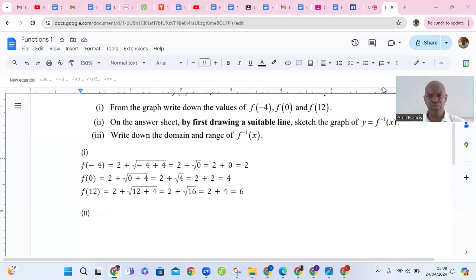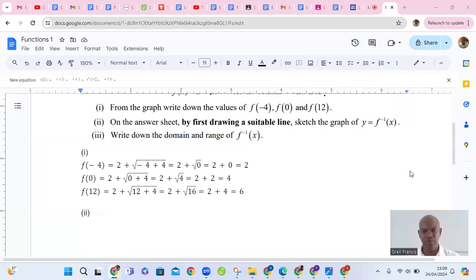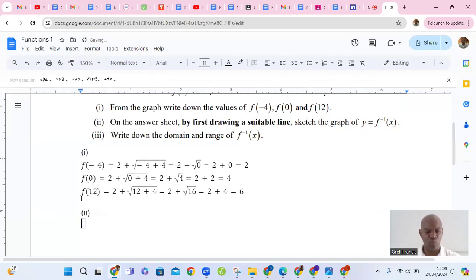So now part 2 is saying that on the answer sheet, by first drawing a suitable line, sketch the graph of y is equal to f inverse of x. Now, the suitable line they are talking about is the line of y is equal to x. That is a suitable line that they are talking about.